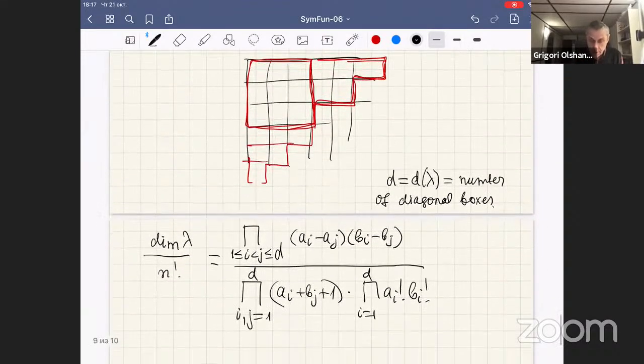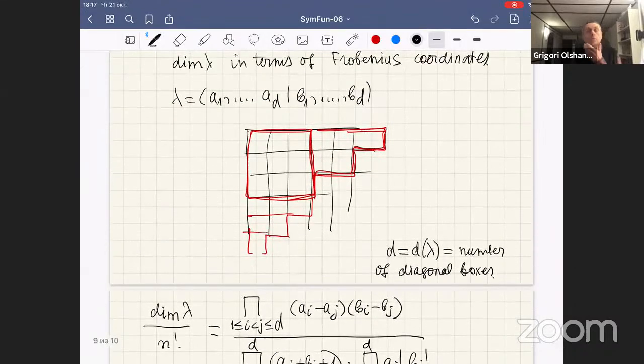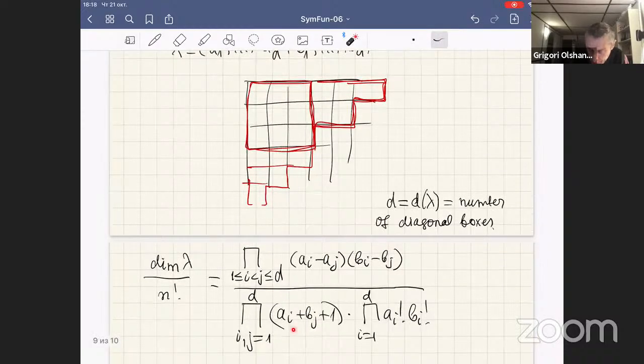I propose the following way. The following way is, again, to argue by induction, but as follows. Just look at this picture and compare this result with the Hooke formula, and let's separate the boxes in the Hooke formula. First, we have the boxes inside the Durfee square, and their Hooke lengths give us this product, because we have the product of ij from 1 to d, which just corresponds to taking the product of these boxes. Okay, so this explains this expression.